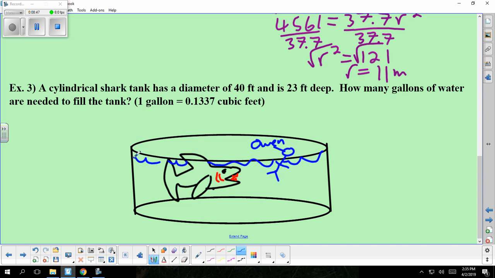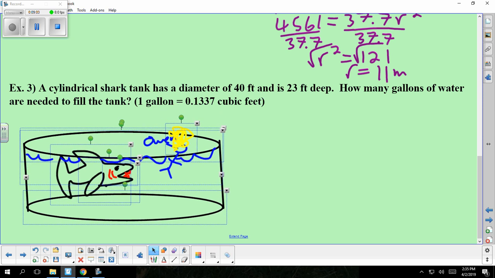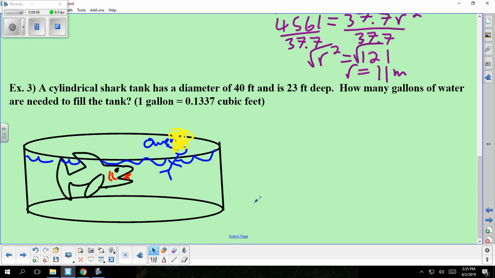All right. Now, Owen's famous question mark. So now we move Owen and his shark over there. We want to figure out how much water it would take to fill this tank. So we have a diameter of 40 feet. I don't want to use yellow. So I have a diameter of 40 feet.